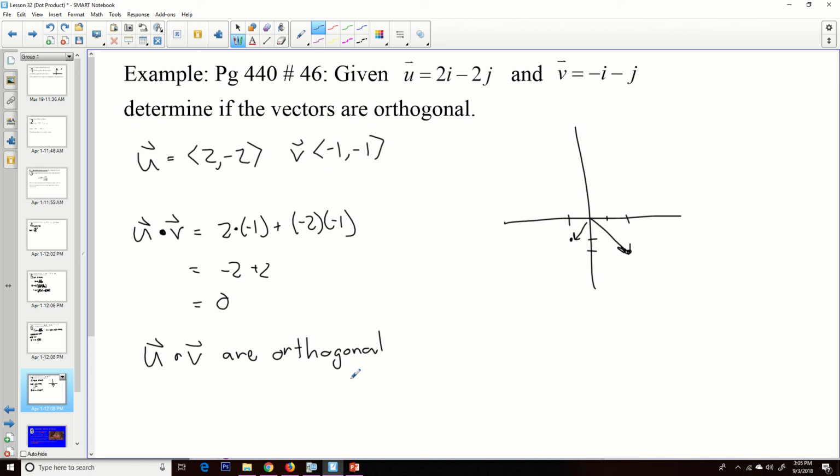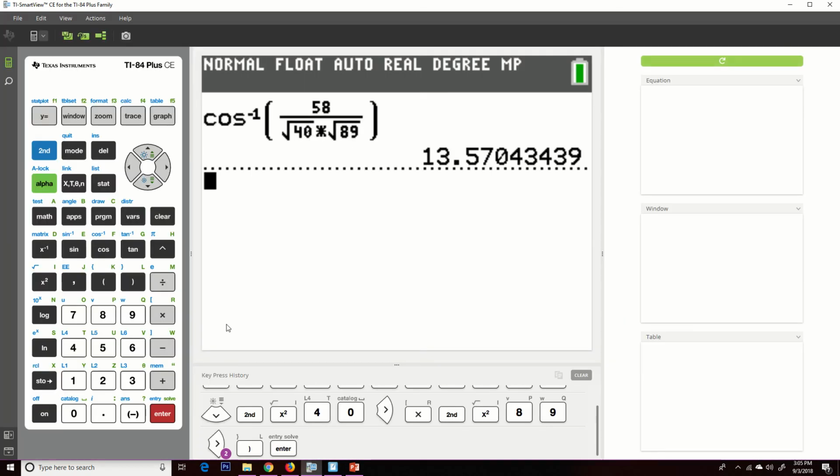Now you can probably guess that most of them are going to be neither. And the reason we can shortcut it is that if you get 0 for your dot product, they're orthogonal, because remember the cosine of theta equals u dot v over the magnitude of u times the magnitude of v. Remember, we're going to take the arc cosine. And the only way that this fraction can be 0 is if the numerator is 0. So if the numerator is 0, the whole fraction is 0, and the arc cosine of 0 is 90 degrees, right? Arc cosine of 0, not 1, come on, 0, hit enter, 90 degrees.